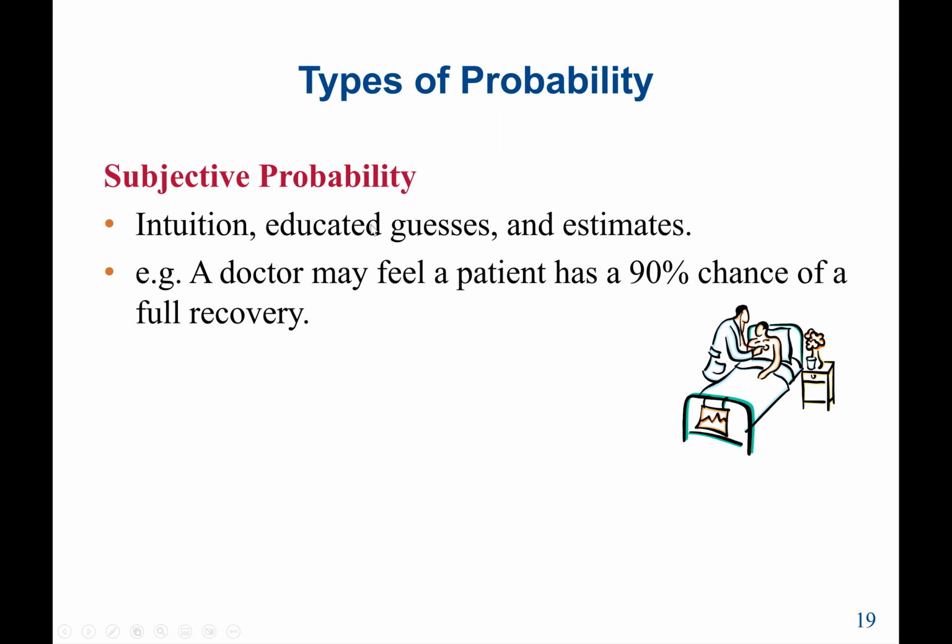The problem here is that in a baseball team, there are so many factors. Maybe the Yankees team has a good coach, or they have a very good player that changes the whole game, or maybe other factors. So we have to consider the conditions. That's where we have to make an educated guess or use our intuition based on the team's performance. The example they gave us here: a doctor may feel a patient has a 90% chance of full recovery. This is not based on anything, maybe just the doctor's educated guess, estimate, or intuition.